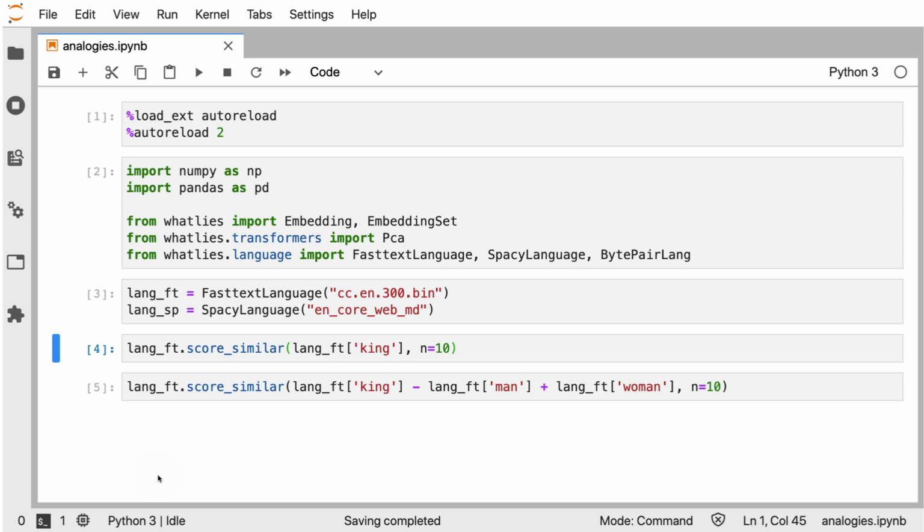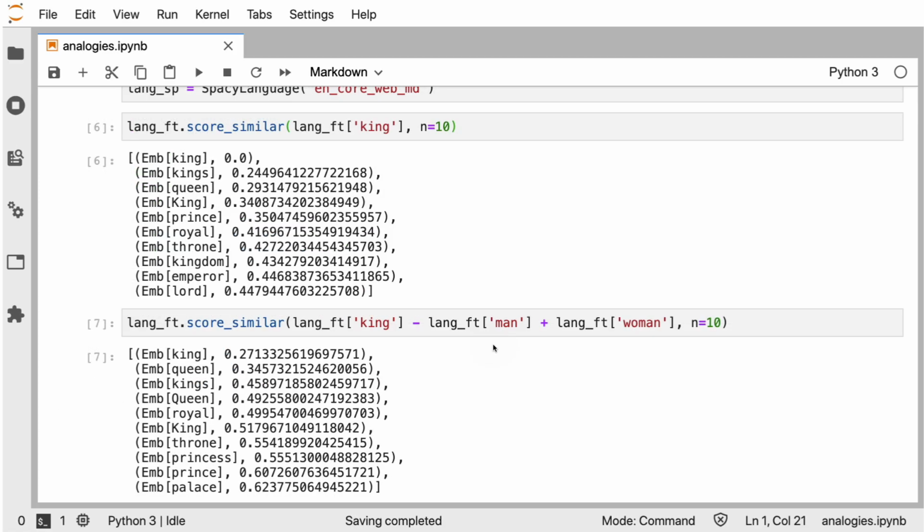So what I'm going to do now is try to reproduce this analogy task, so to say, using the What Lies library. In particular, I'll have a look at the English fastText language, that's what I'll start with, and I'll ask the language backend to give me the 10 most similar embeddings to the vector that belongs to king. But after that, I'm going to do the same thing, but instead I'm going to ask it for the vector that's the most similar to king minus man plus woman. So let's have a look.